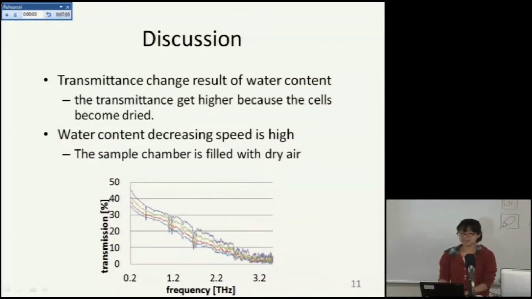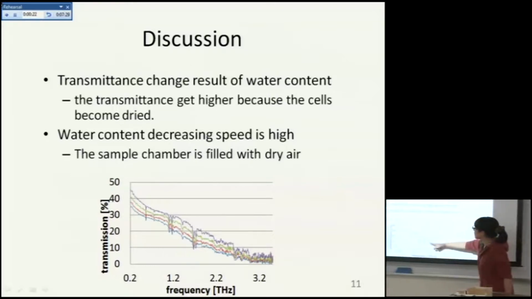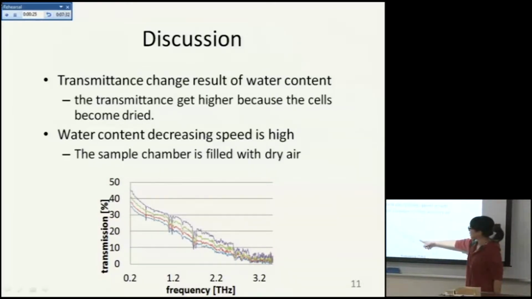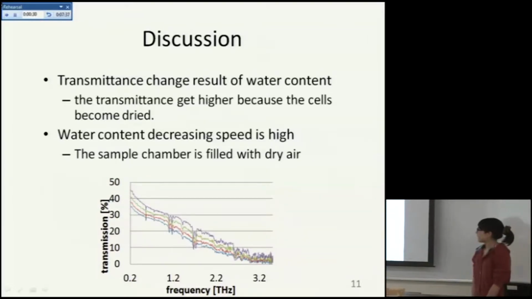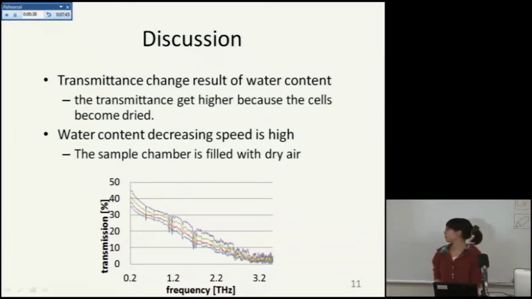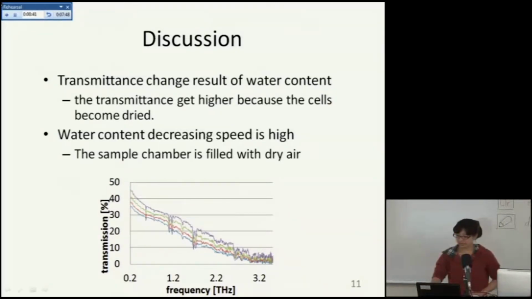So, discussions. I consider that this transmittance change is the result of the water content change. The transmittance gets higher because the cell becomes dried. And here, the transmittance has changed about 10% in 1 minute, and it is very speedy. And I think this is because the sample chamber is filled with dried air, and the sample was easily dried up.